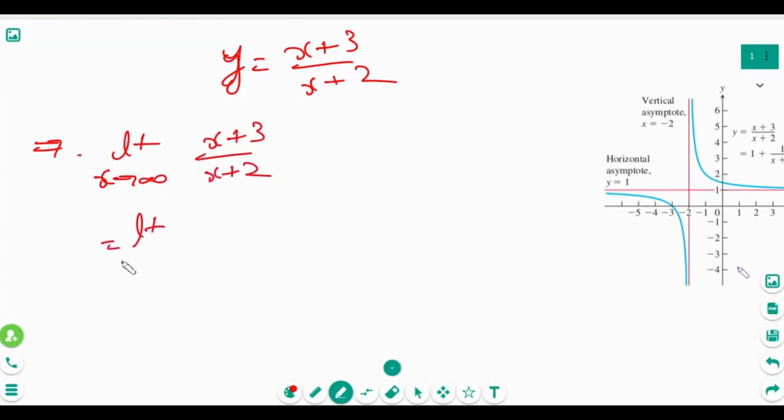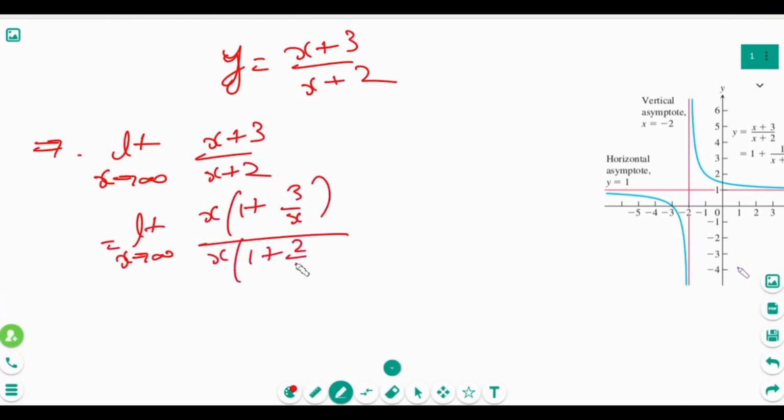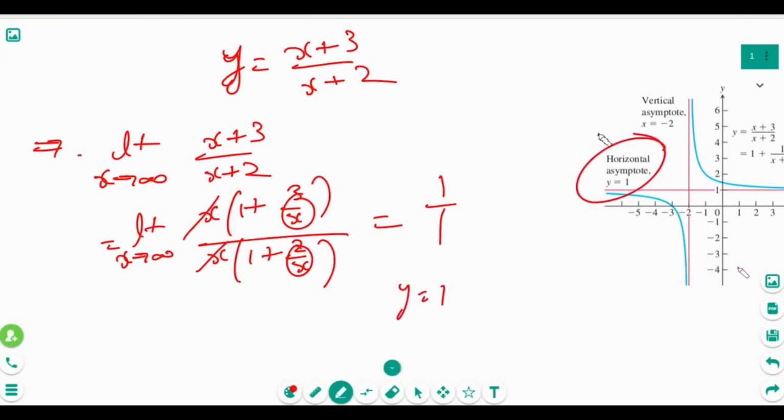So limit x tends to infinity, we take x common: x times (1 plus 3 by x) over x times (1 plus 2 by x). The 3 by x and 2 by x terms go to 0, so it is 1 by 1, which is 1. So we get y equal to 1 as the horizontal asymptote. Getting it? Now how to find the vertical asymptote?